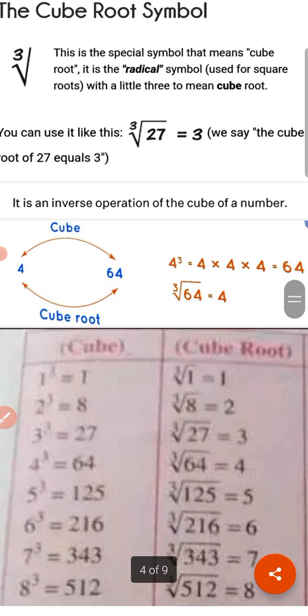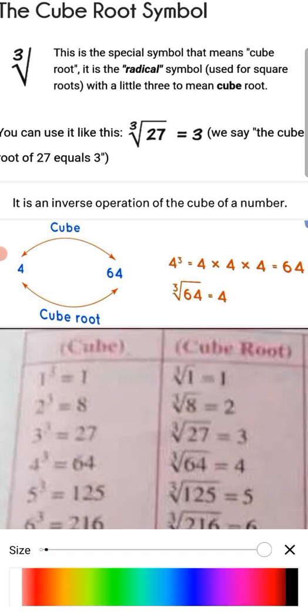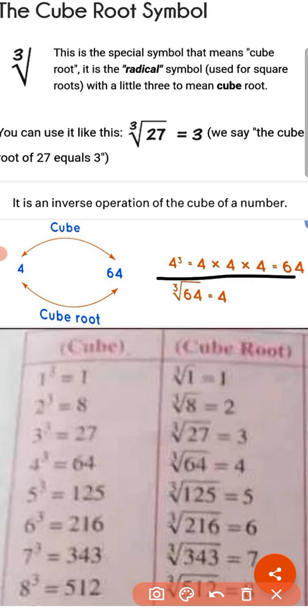That is, children, 4 cube, that is 4 into 4 into 4, is equal to 64. That is 4 cubed is equal to 64. The inverse operation of that, cube root of 64, is 4. So we can say that cube root is an inverse operation of the cube of the number.